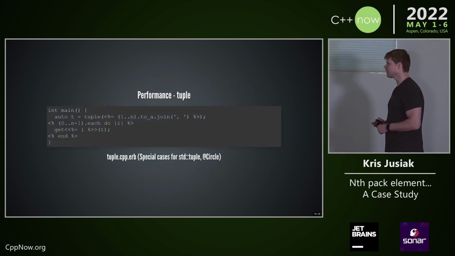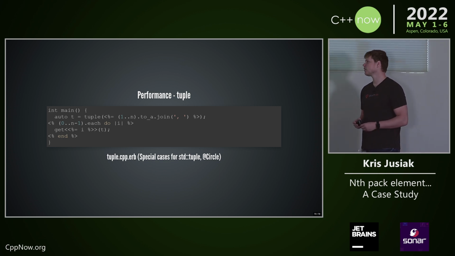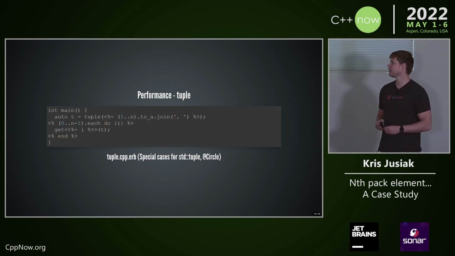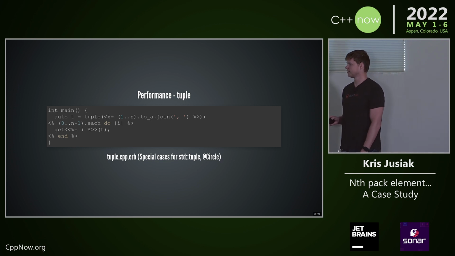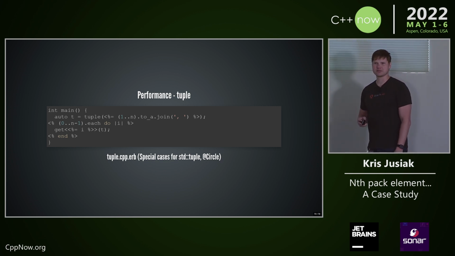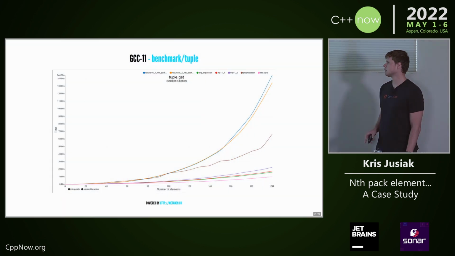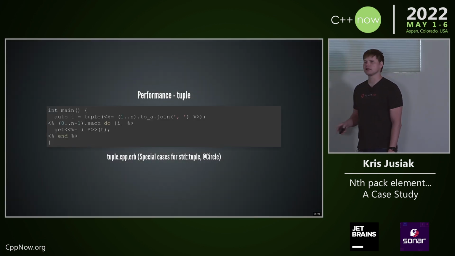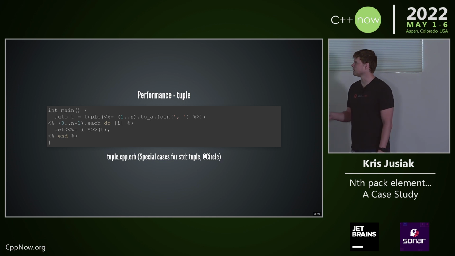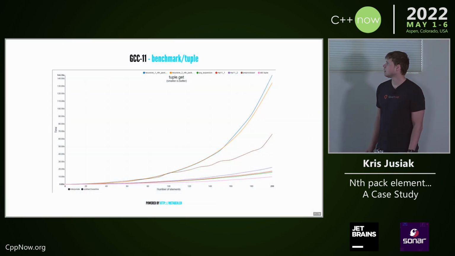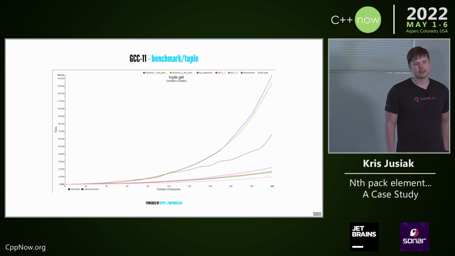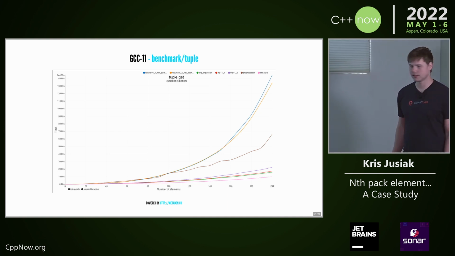So tuple is actually even more interesting to see because we see the implementations of standard libraries. Obviously, they have a lot of magic involved as well. I would assume the goal was to make them fast, but we'll see. So here the approach is the same. We generate a tuple and try to get each element of that tuple. So GCC 11, that will be with the standard library. What we see here.